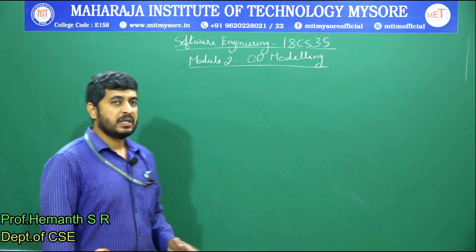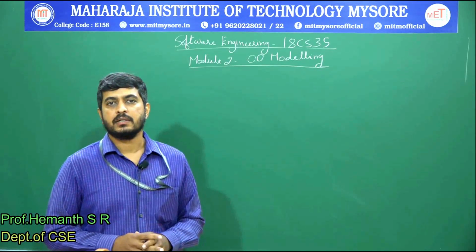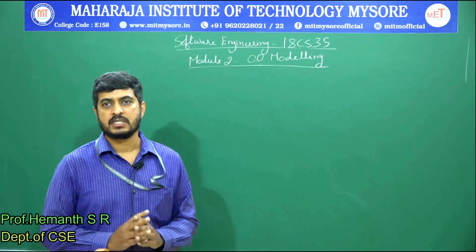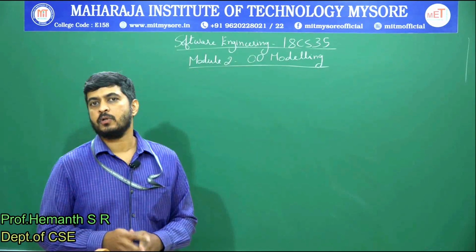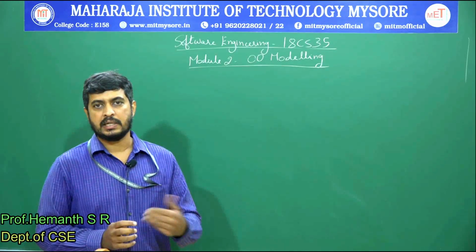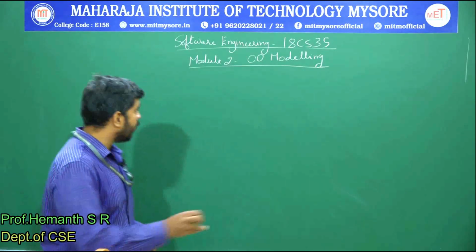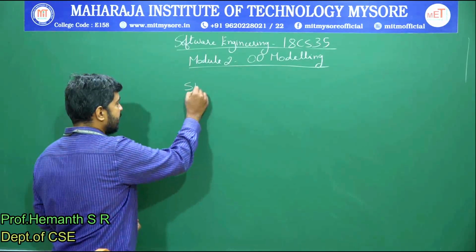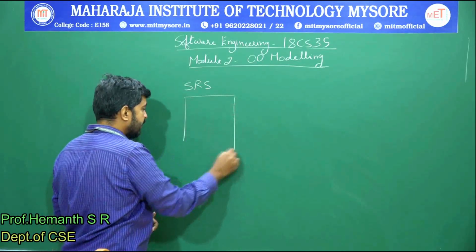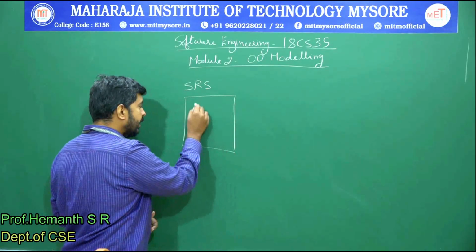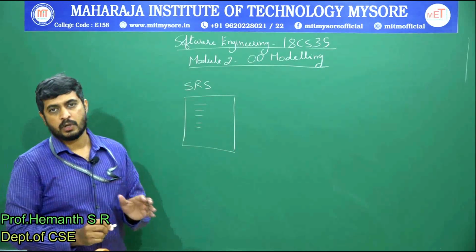The outcome of module 1 is that the analyst would have collected all the requirements from the client, so what exactly the client wants in the software product. All the required features and functions would be given by the client to the analyst. The analyst would have collected it and documented it in a document called SRS.